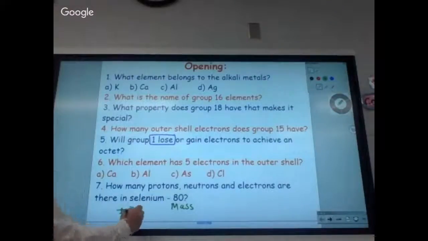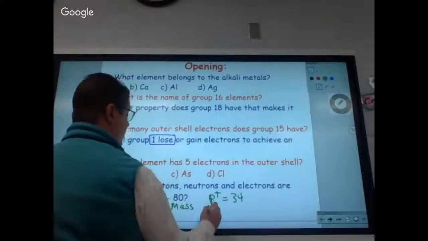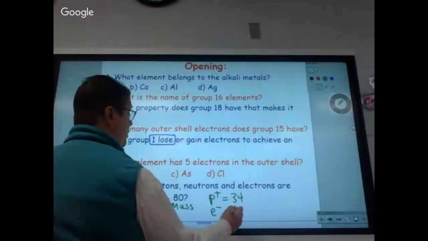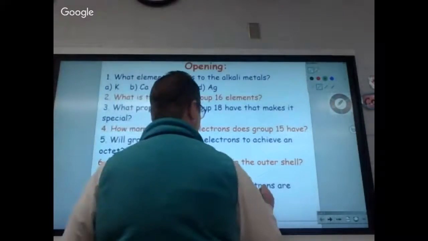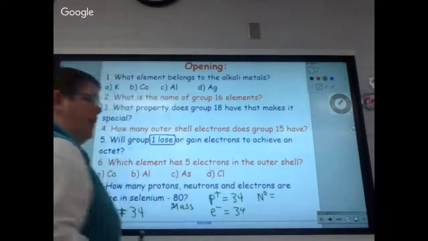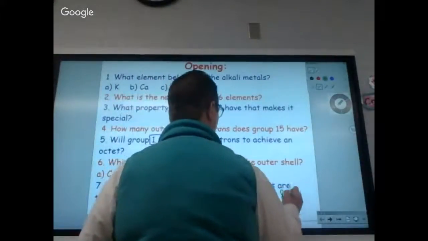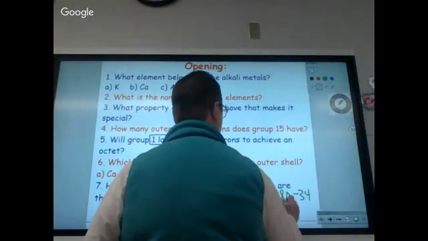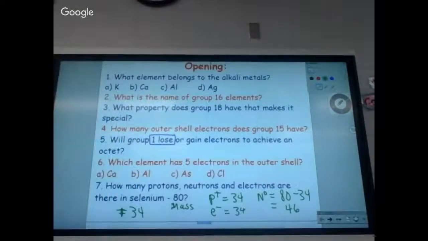All right, so how many protons do we have? We have 34. How many electrons do we have? What do we know about protons and electrons? They have to be the same, unless it's an ion. All right, how do I find neutrons? 80 minus 34 equals 46. Questions about how to do that? Yes or no? Questions on the opening?